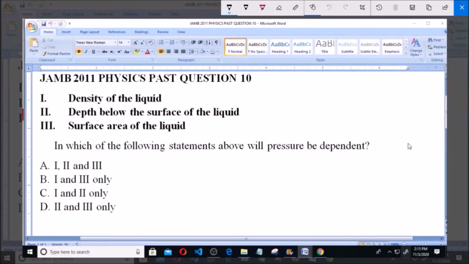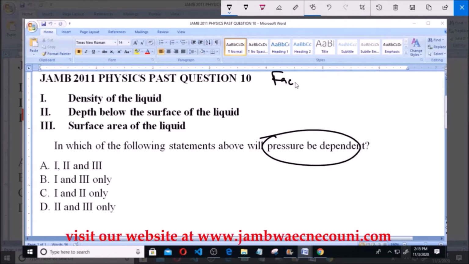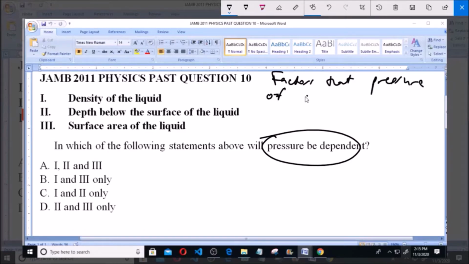So you have 3 items listed here: density of the liquid, depth below the surface of the liquid, and surface area of the liquid. Now, in which of the following statements above will pressure be dependent? A. 1, 2 and 3, B. 1 and 3 only, C. 1 and 2 only, D. 2 and 3 only. So basically we are asked for factors that the pressure of a fluid or liquid depends on.